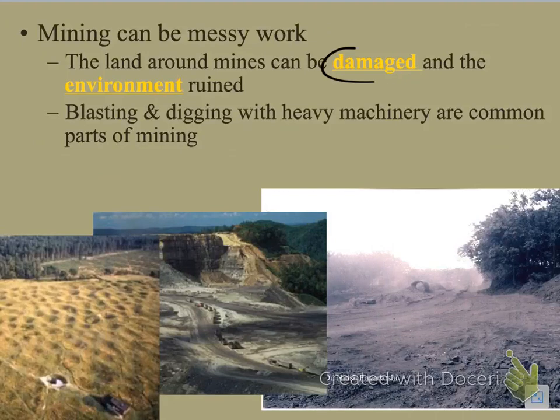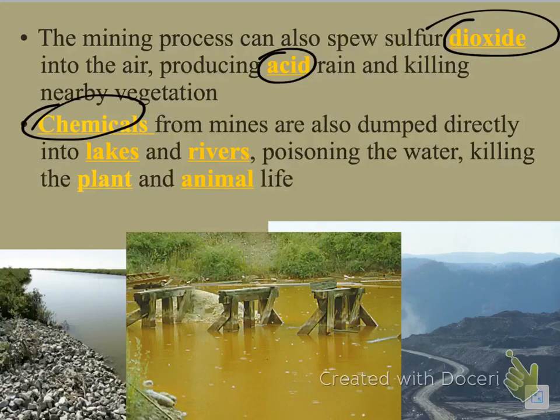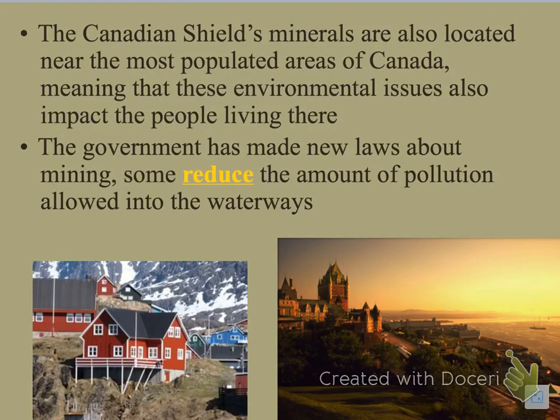The land around the mines can be damaged, and the environment can be ruined. Blasting and digging with heavy machinery are common parts of mining. The mining process can also spew sulfur dioxide into the air, producing acid rain, like we talked about before. Chemicals from mines are also dumped directly into the lakes and rivers, killing the plant and animal life as well. The Canadian Shield's minerals are also located near the most populated areas of Canada.